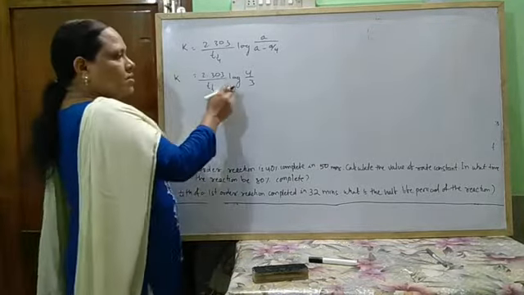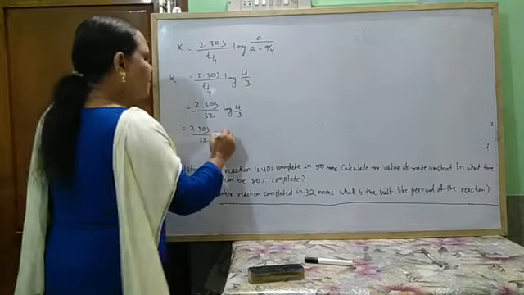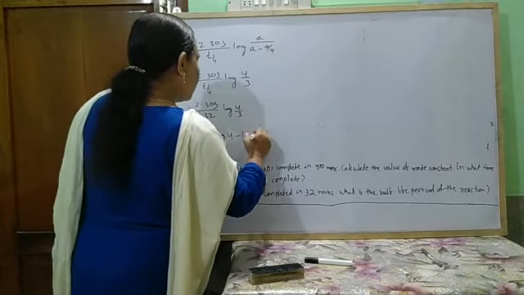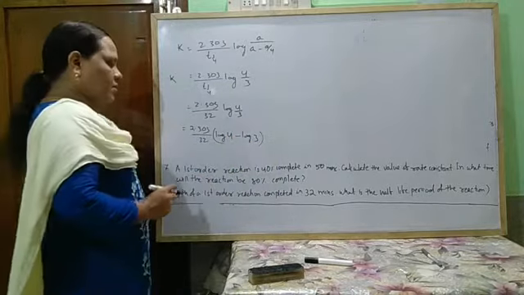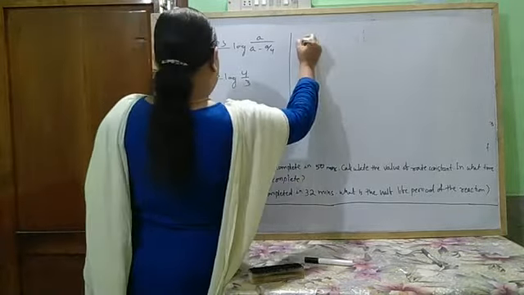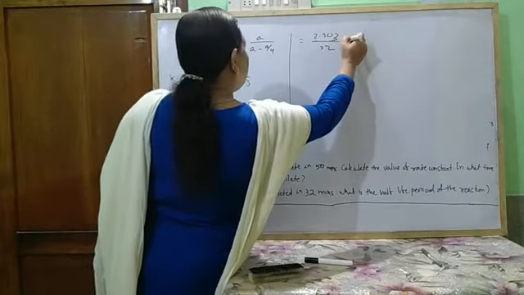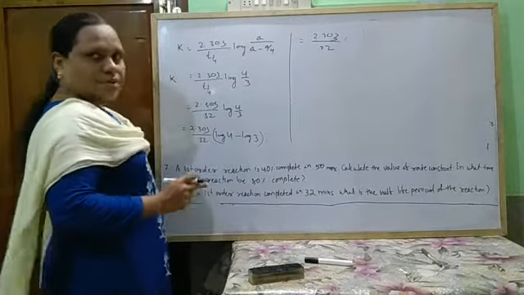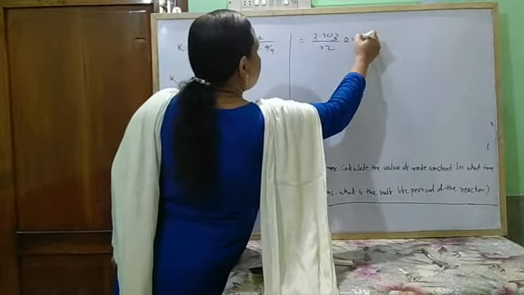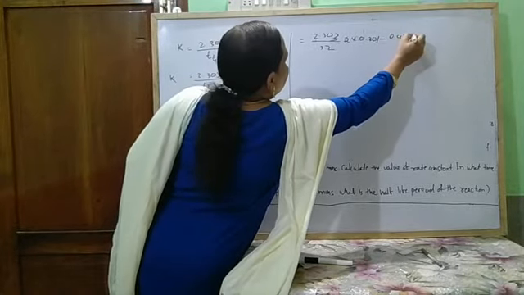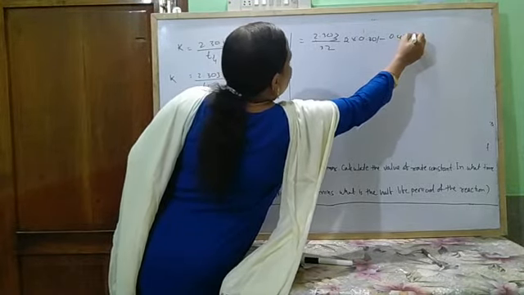That is equal to 2.303 by 32, and log 4 equals 2 log 2, so log 4 by 3 is log 4 minus log 3. So this equals 2.303 by 32 times 2 into 0.301 minus log 3, which is 0.4771. Just find out this value, and that gives the value of K.